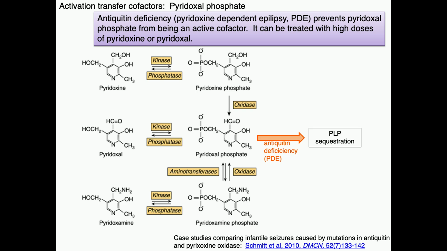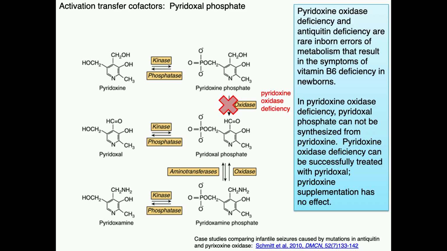Okay, so if you have this condition, you could give the kid pyridoxine, like huge amounts of pyridoxine, and the kid could still make pyridoxal phosphates through this pathway. And if you give them enough of it, it's going to have enough of this available. Is that clear? If you have this condition and you give the kid pyridoxine, it's not going to get better.